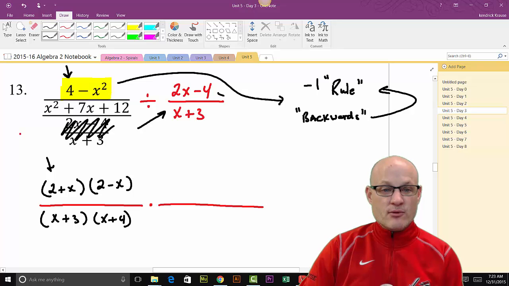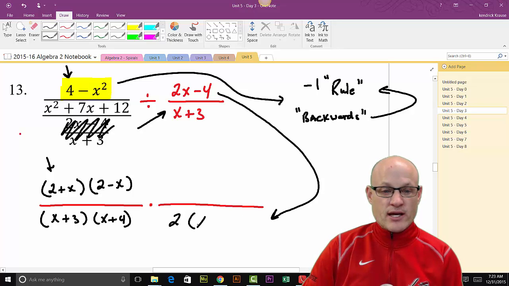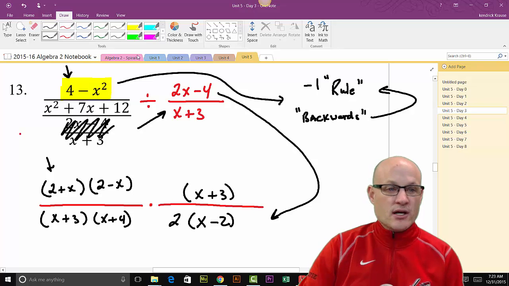Now this one, remember, this one comes down here. So I take out a 2 and I'm left with x minus 2. And this numerator is pretty easy. It's just x plus 3. All right, so x plus 3 cancels.